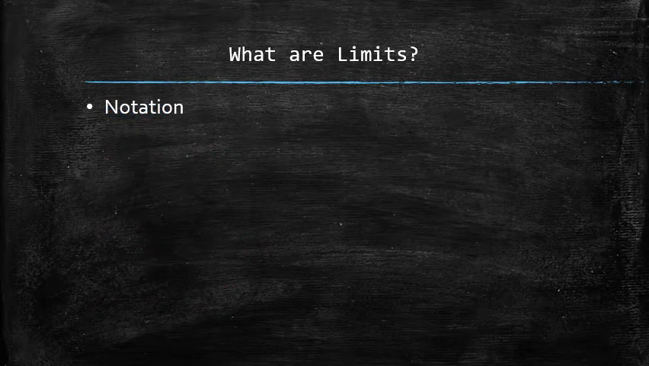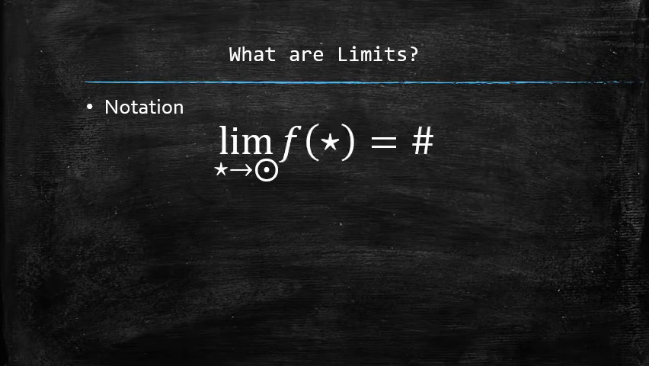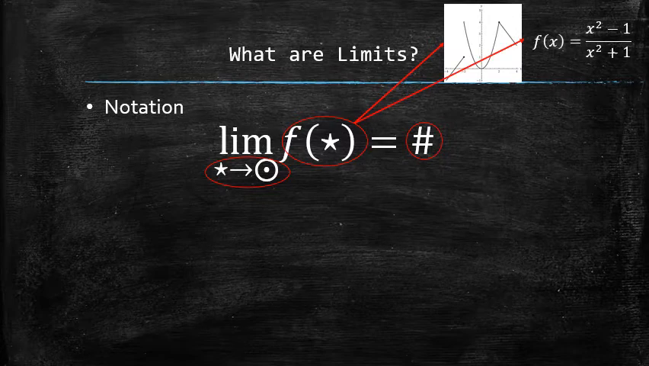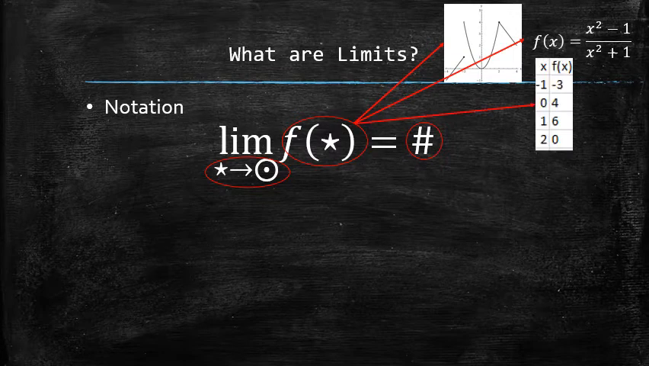Now, let's discuss the notation. Every limit statement looks the same. There must be a function that is given in terms of some variable. The input variable must be approaching some target value, and the statement that we are making is that the limit is equal to something. Now, a function can be defined by a graph, an equation, or a table of values.